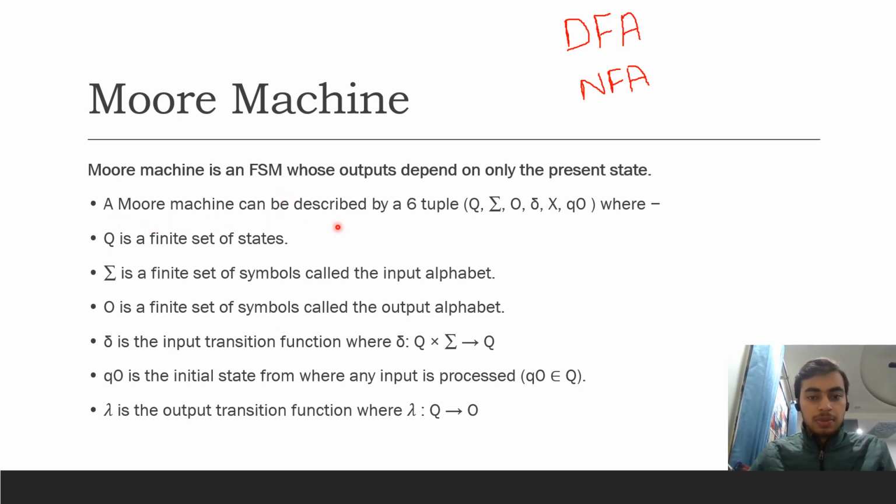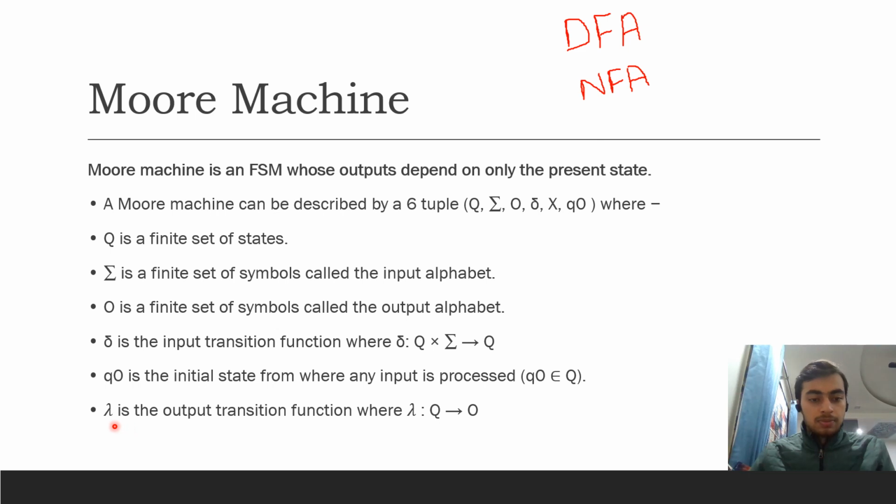A Moore machine can be described by a six tuple: Q, sigma, O, which stands for output, delta, lambda, and Q naught, where Q is a finite set of states, sigma is a finite set of symbols called the input alphabet, O is a finite set of symbols called the output alphabet, delta is the input transition function where delta is Q multiplied by sigma that gives us Q itself. Q naught is the initial state from where any input is processed. Q naught belongs to Q.